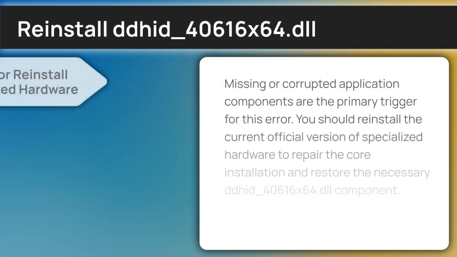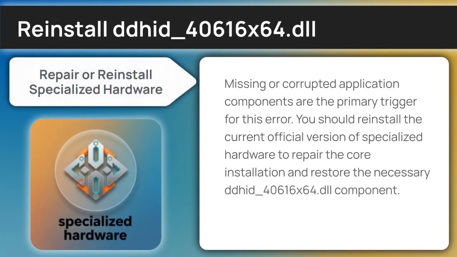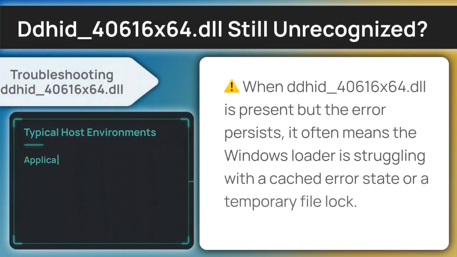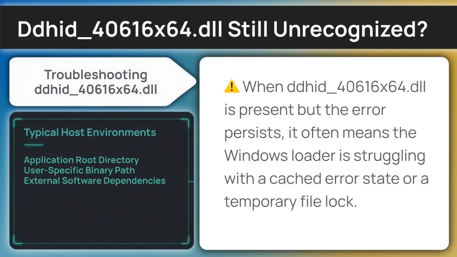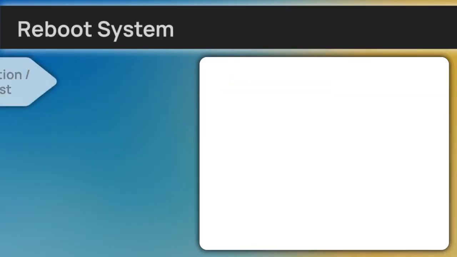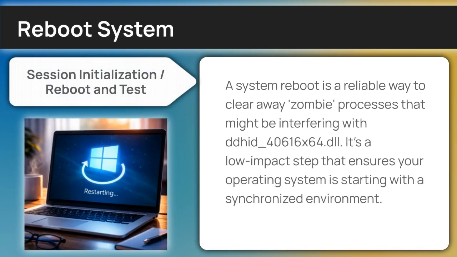Missing or corrupted application components are the primary trigger for this error. You should reinstall the current official version of specialized hardware to repair the core installation and restore the necessary DDHID 4061664 DLL component. If you are still encountering the error after following the official setup, it's time to investigate the underlying system architecture. If your system has been running for an extended period, a reboot might be necessary to resync your background processes and clear any temporary locks on the DDHID 4061664 file.